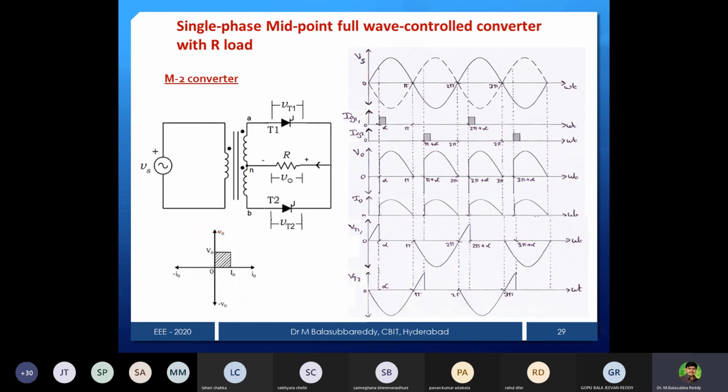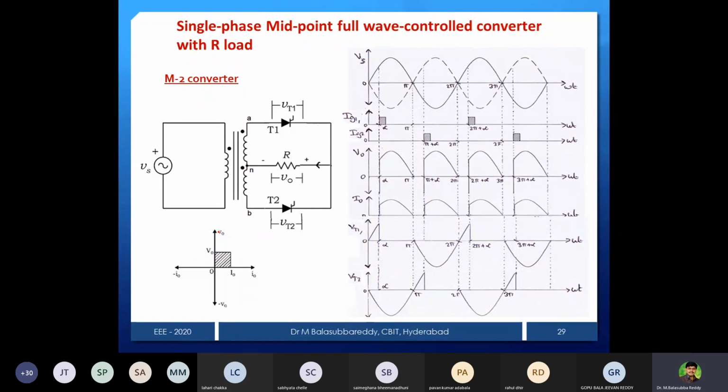And the full wave controlled rectifier. What is the difference between half wave and full wave? Only one pulse in the half wave, and 2 pulses in full wave. That means 2 thyristors are there, a 2 pulse converter. Now by seeing the circuit and waveform, I don't think the explanation is required. You just recall the previous explanation of the half wave rectifier. Exactly the same, only the difference is during the negative half cycle.